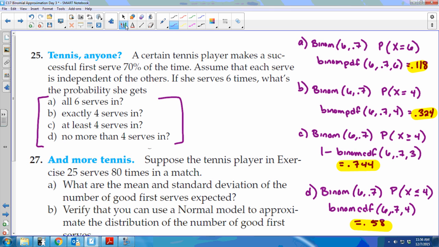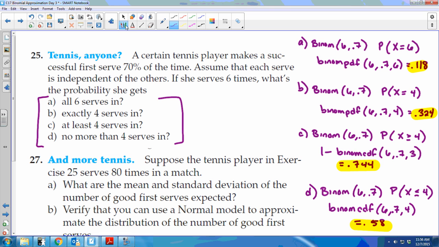On B, exactly 4 serves in. That's 4 out of 6. So we're looking for the probability that x equals 4. So again, binomial PDF, that's an exact number. So exactly 4 successes out of 6 is 0.324. Questions on B?